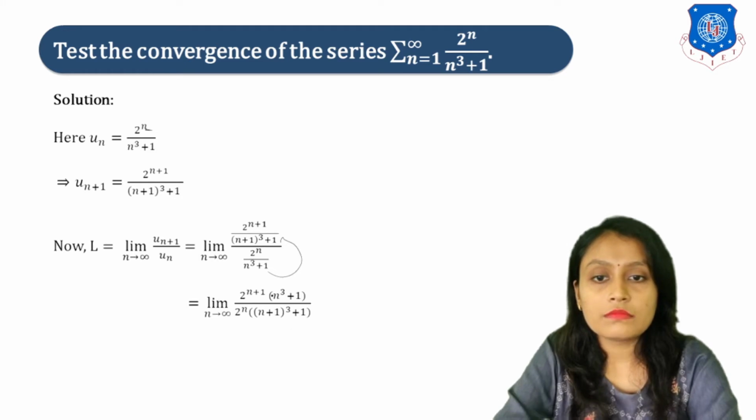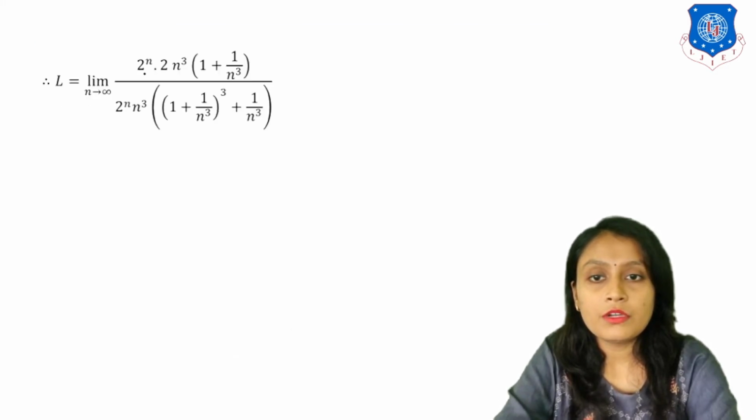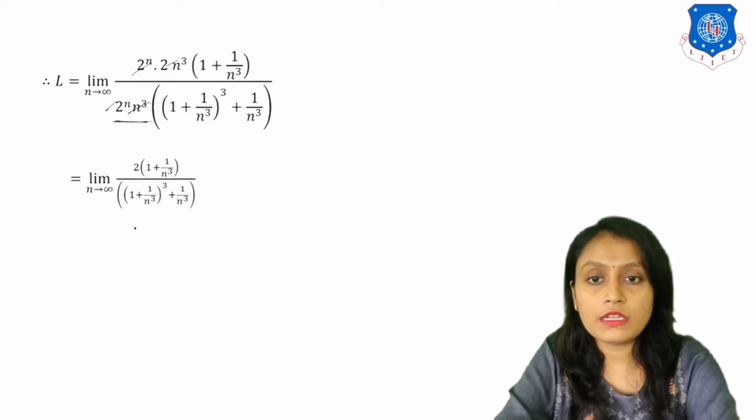Okay, now we will simplify this. So you will get 2 raised to n into 2. We will also take n cube common, so here we have 1 plus 1 upon n cube. And in the denominator also we will take n cube common, so here we have 1 plus 1 upon n cube whole cube plus 1 upon n cube. This n cube will get cancelled, 2 raised to n will get cancelled. So what remains is 2 into 1 plus 1 upon n cube, and the denominator as it is.